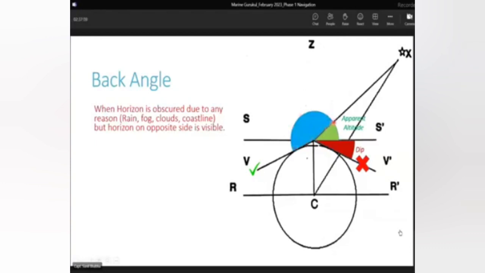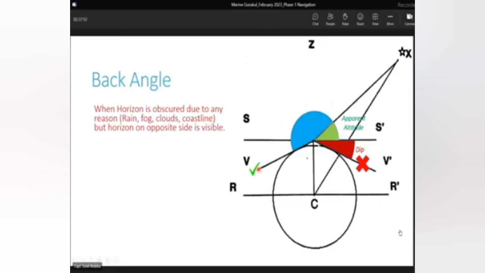The blue color angle which you see is the angle between the center of the body and the horizon on the opposite side to which the body is. So we have used the sextant to obtain the angle between the center of the body and the horizon in the opposite direction. Obviously this angle will be more than 90 degrees. A normal sextant altitude would always be less than 90 degrees, but this being a back angle observation, its value will be greater than 90 degrees.